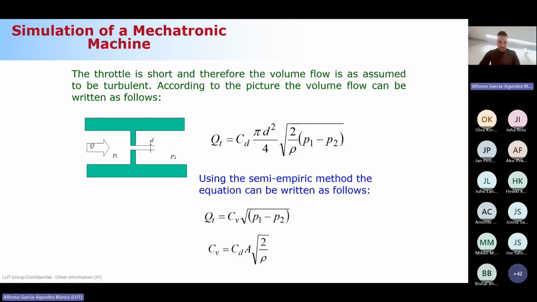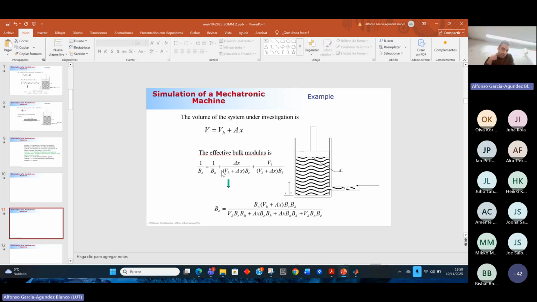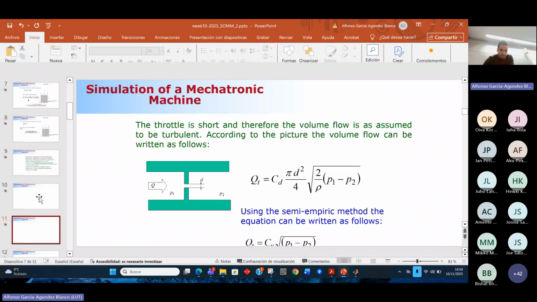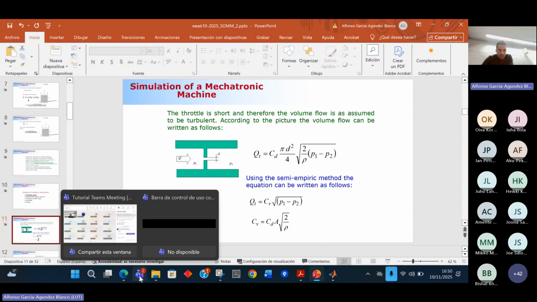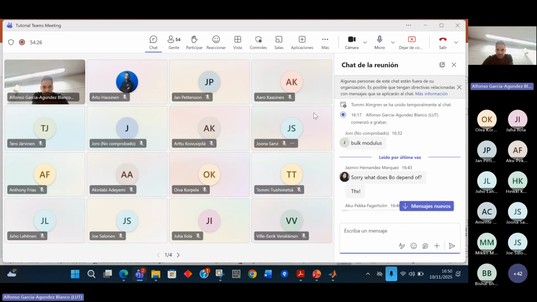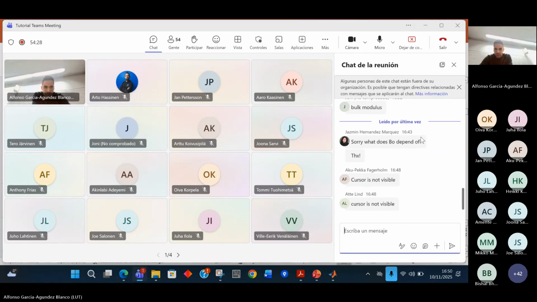Let me check if there is some question from the students online. Some question related to the modeling of the volumetric flow rate. Okay, cursor is not visible. Perfect. So now, is it clear how to model the volumetric flow rate in the throttle valve? Yes? If you have some question, please feel free to ask, okay? Clear?